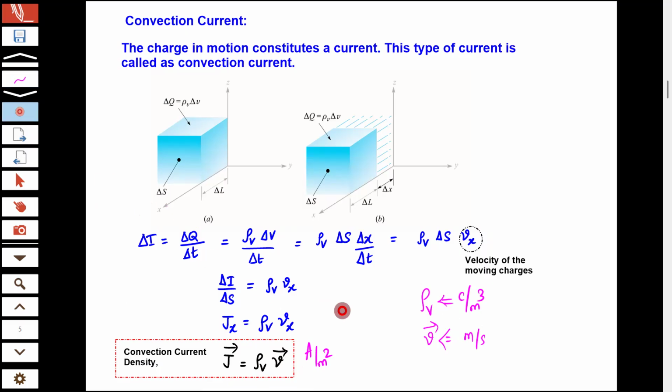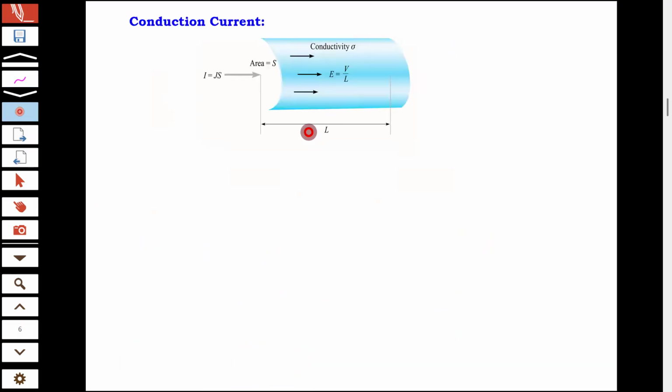Now, let us discuss the next type of current, which is conduction current. For conduction current to flow, we need a medium called a conductor with a specific value of conductivity. For any conductor, the value of conductivity will be defined. If current is flowing through this conductor, that current can be defined as the conduction current, and we are going to derive the expression for conduction current density.